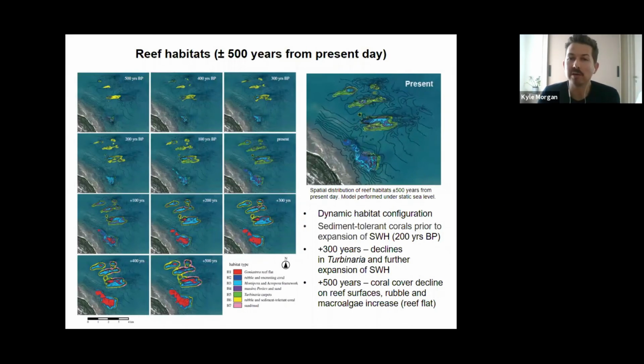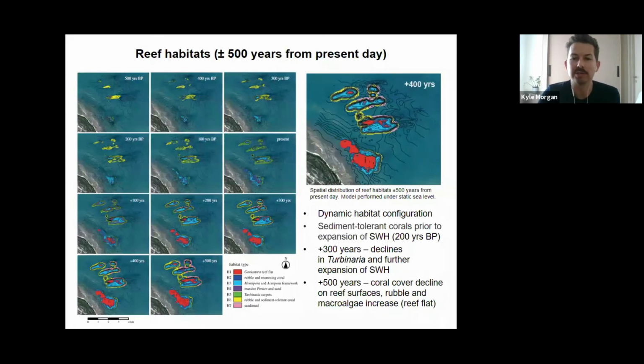However, that rapid accretion associated with these highly productive coral communities, by the time we hit plus 500 years, these offshore reefs are going to start hitting sea level, as I said in the previous slide. And what we are then going to start seeing is shifts in coral cover decline on those reef tops. And we're going to see higher abundances of rubble and macroalgal substrates increasing as we transition to this reef flat setting at these offshore locations.